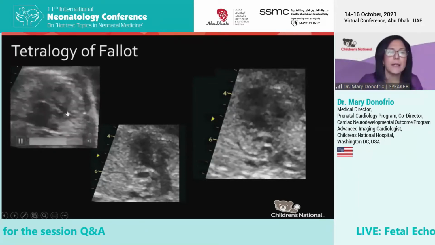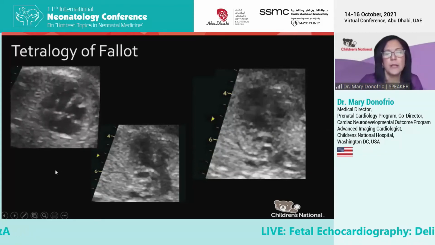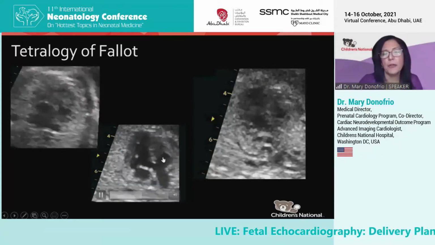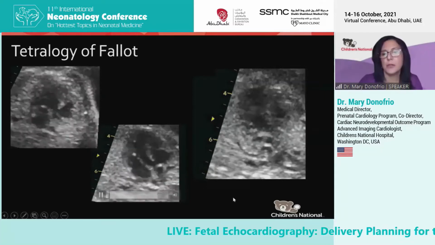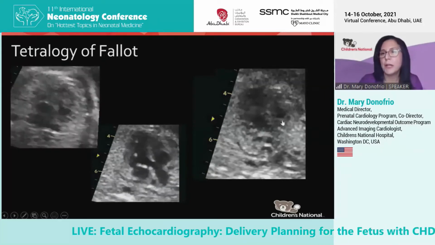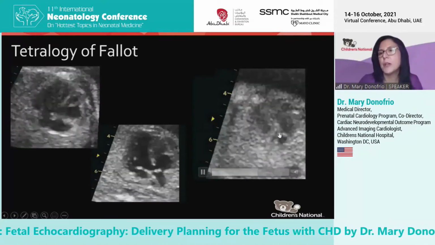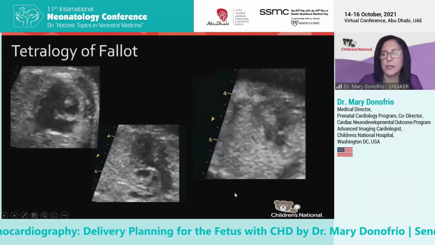But just by angling a little bit superior, you can start to see a big hole in the heart. And then a little bit further, this is the aorta that overrides the interventricular septum. And a little bit further superior, we can see the pulmonary outflow tract. And this here is the pulmonary valve, doesn't look normal, so there's pulmonary stenosis.